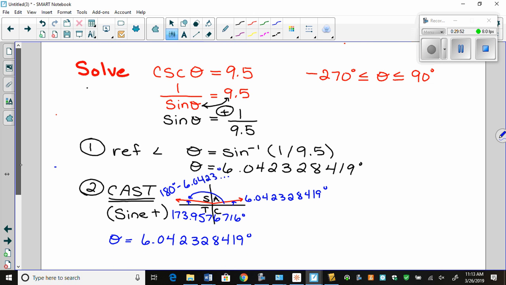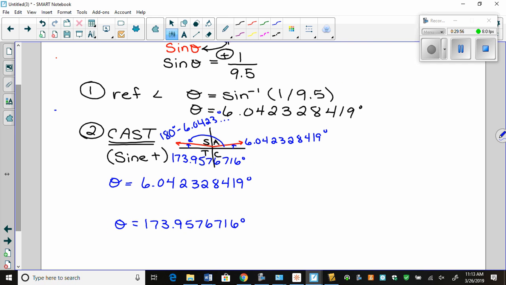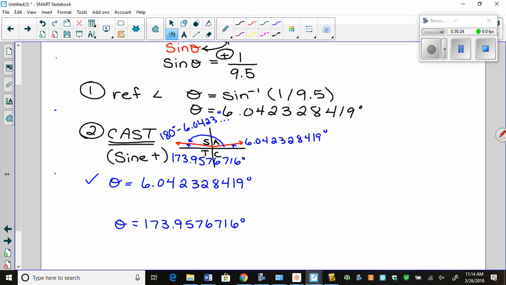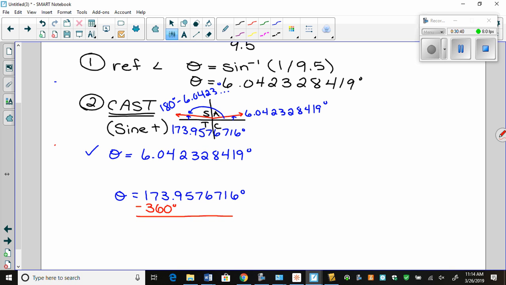Okay. However, my domain is from negative 270 to 90. So this one's good. It's from negative 270 to 90, right? This one is not good. So what do I have to do? I can't include this one, but I can include its best friends called coterminal angles. So what do I have to do to it? Subtract 360. So I get negative 186.04232842.